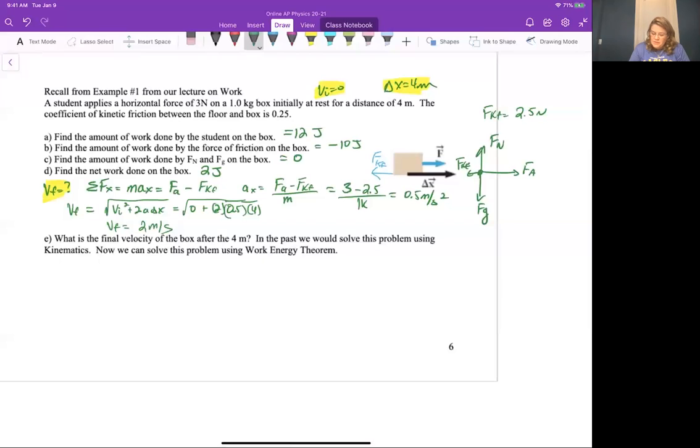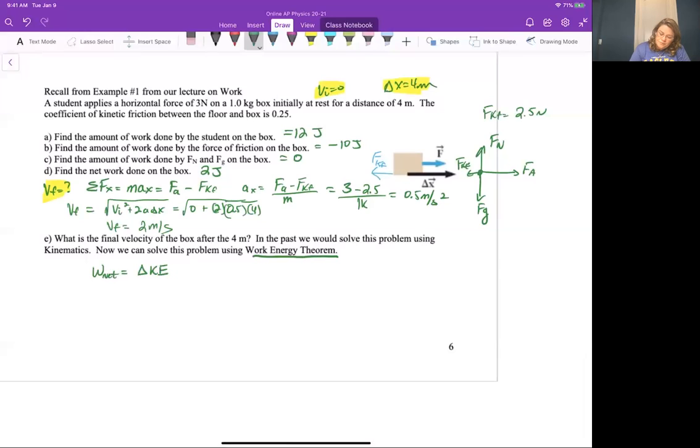Now read question E. What is the final velocity of the box after 4 meters? In the past, we would solve this problem using kinematics, which is what I just did. I used Newton's second law to find acceleration, and then I used kinematics to find the final velocity. We can now solve this problem using the work energy theorem. Here's how it goes. We know that the total work done on the object is equal to its change in kinetic energy.